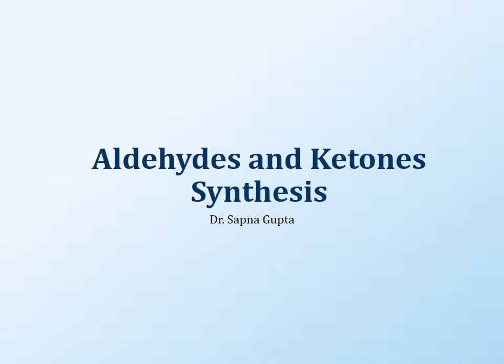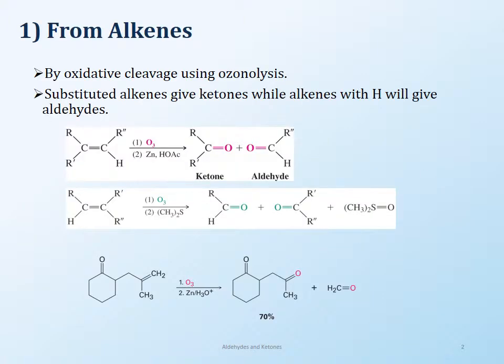Now for the synthesis of aldehydes and ketones, you will see as we are going through, you have done a lot of them before. Let's start from alkenes, okay? And in alkenes, you've done this by taking an alkene and cleaving it with ozone, okay? And so when you take an alkene which is substituted, then you get a ketone. If it is not completely substituted, then you get an aldehyde, okay? So that's how it works.